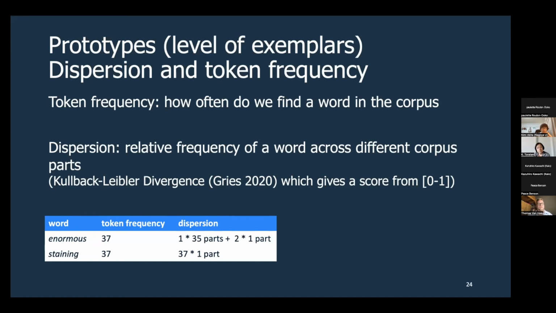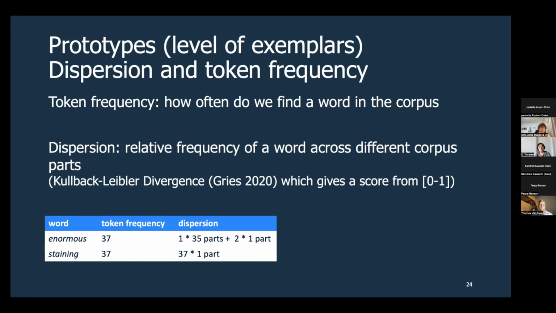The idea is basically, if you have 2 words like enormous and staining in English, enormous will be more well-known and more applicable to different situations. So it will have a higher dispersion, more widely dispersed. But even in the case that it has the same token frequency as a word like staining, that word staining might only occur in one corpus part to talk about wood staining, for instance. So that will have a low dispersion. That's kind of a correction on top of token frequency.